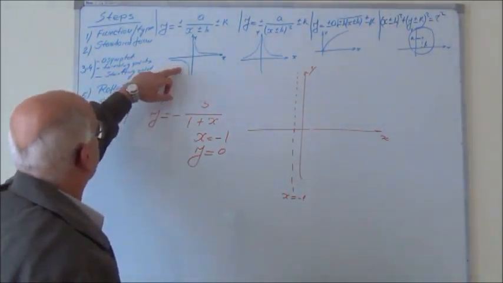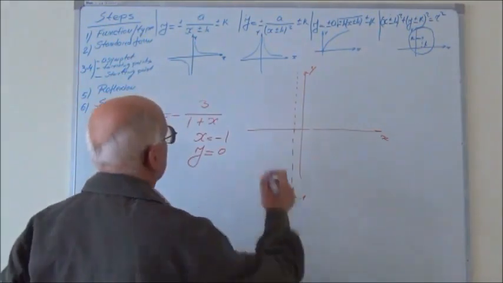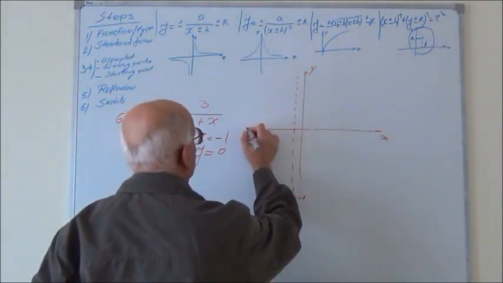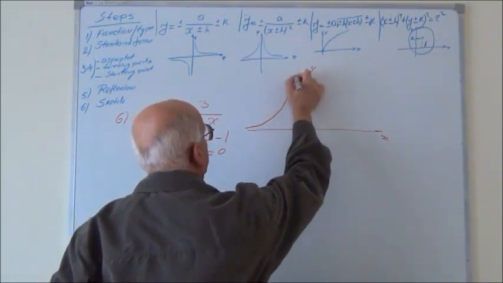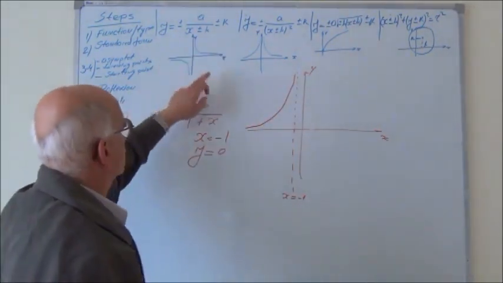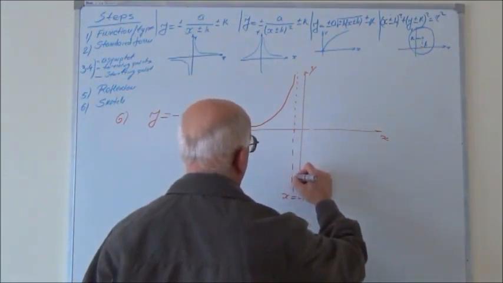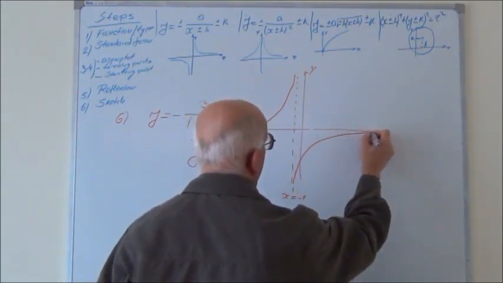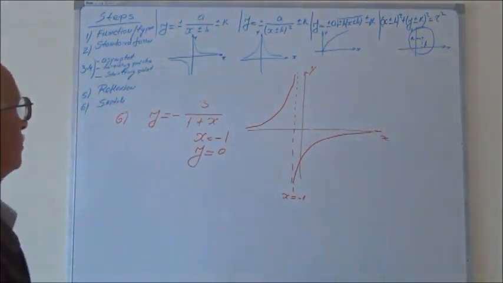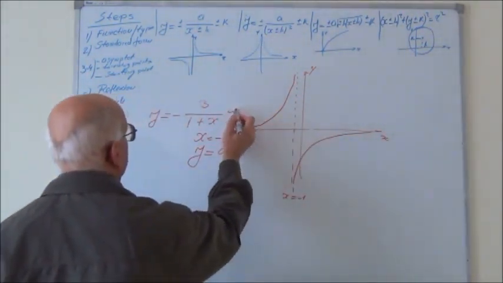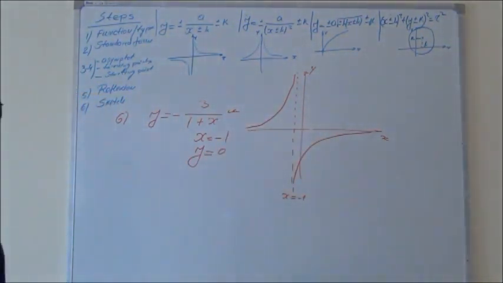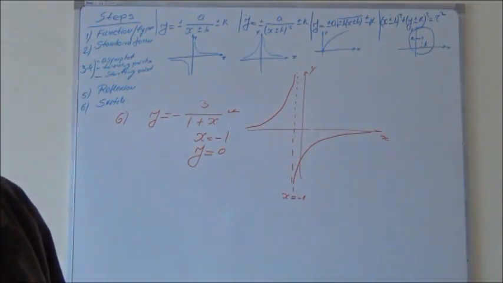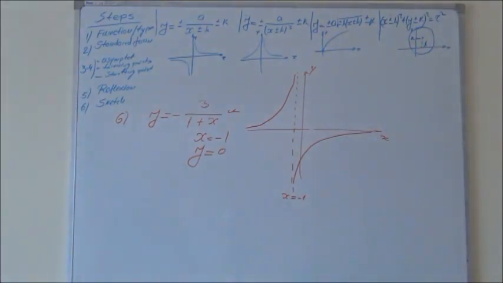And we are going in this quadrant here, so the graph will be like this, and this comes down, and it's going to be like that. So, the graph of this equation. That was question 6, and we will continue then with question 7.